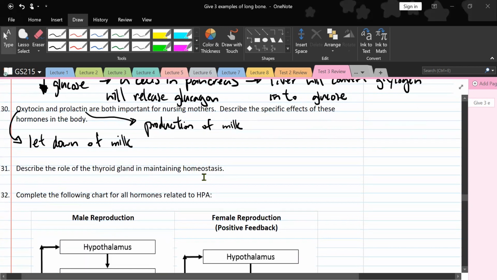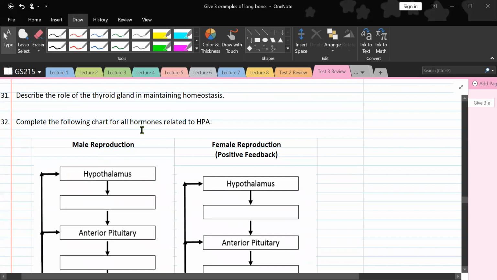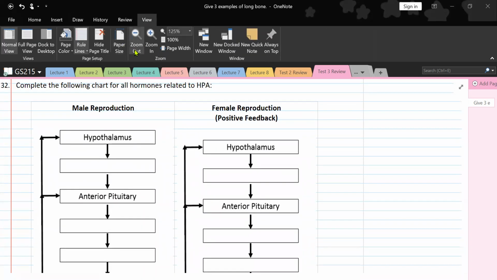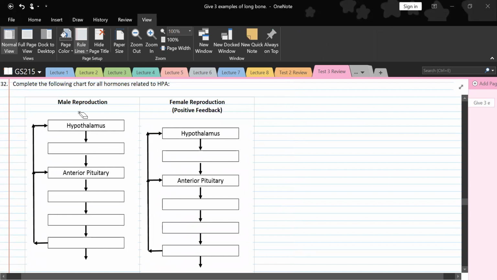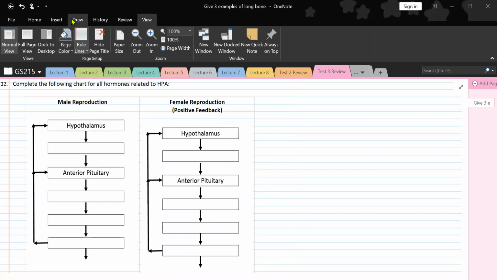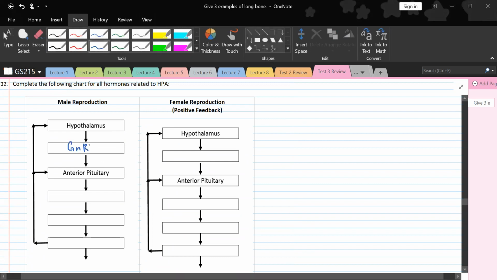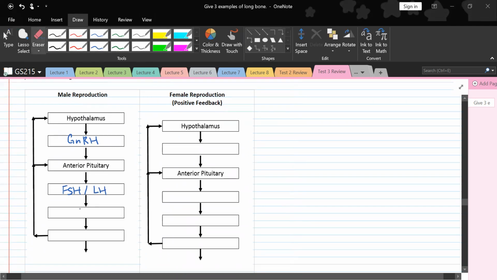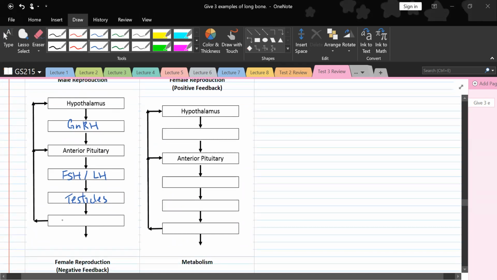Describe the role of the thyroid gland in maintaining homeostasis. I think we have a chart coming up to do just that. Let's fill in these charts together, starting with the male. We have the hypothalamus releasing, you should know by now, GnRH. Then the anterior pituitary gland will release FSH and LH at the same time. These will travel through the bloodstream to the testicles, where you will produce testosterone, resulting in spermatogenesis.